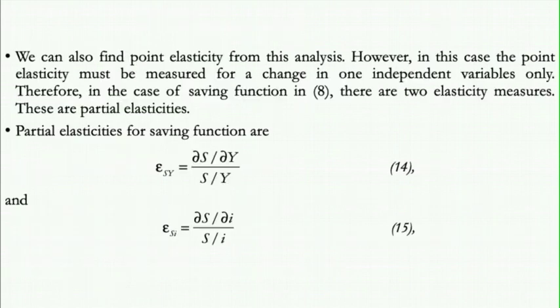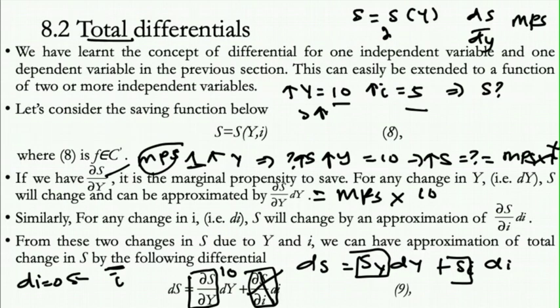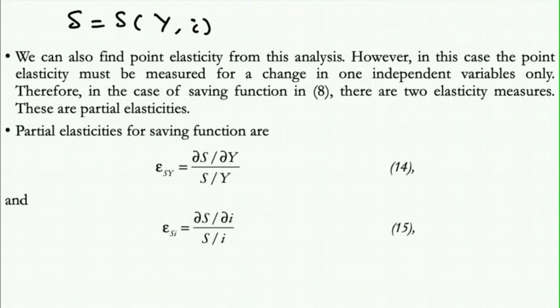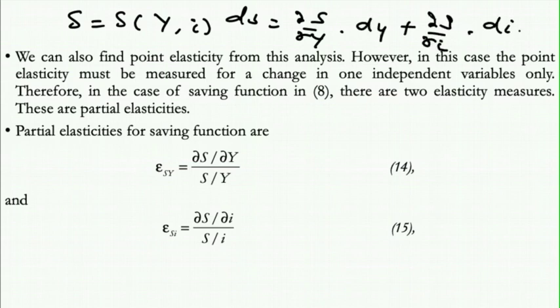Now, if you want to talk further about this total differential, we can also apply it by looking at the point elasticity. So we can also find point elasticity from this analysis. Recall the saving function as a function of income and interest rate. Recalling the total differential function, which is 9, I rewrite it here: ds equals delta s over delta y times dy plus delta s over delta I times di.